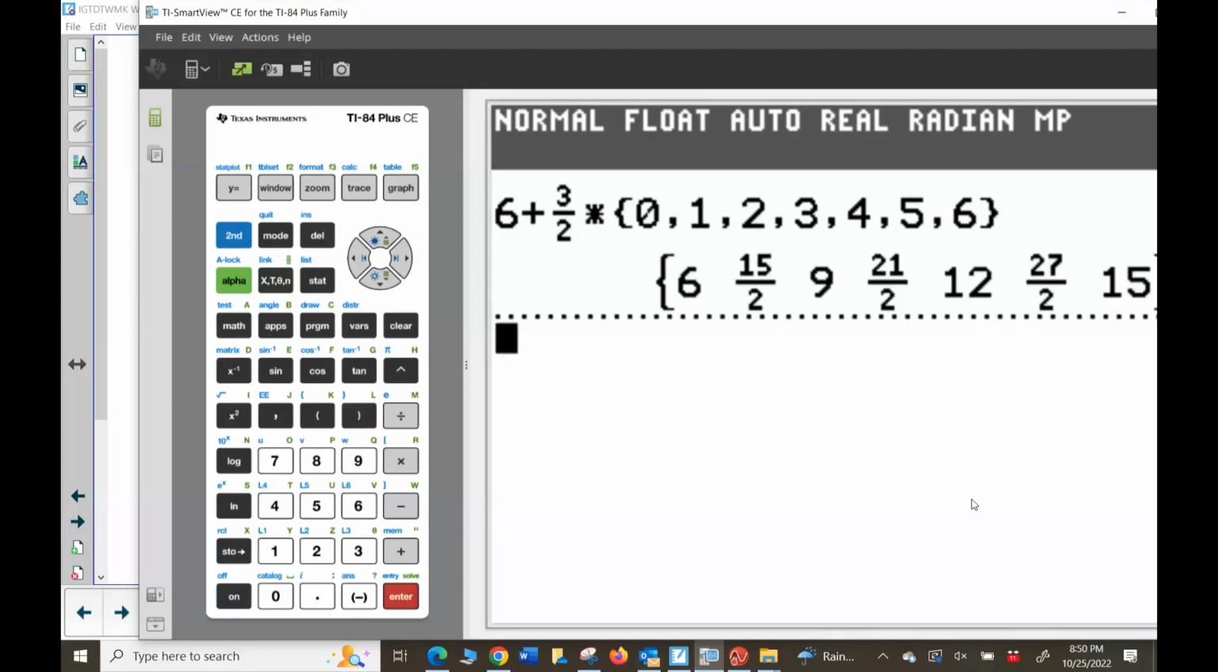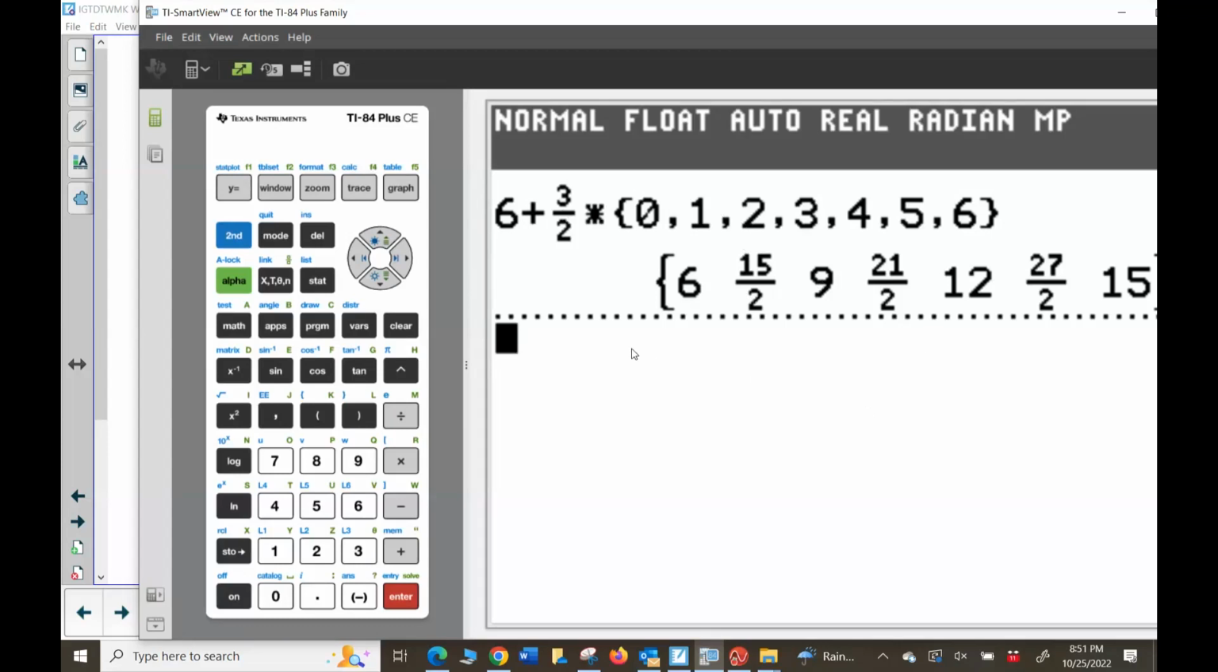I love that it'll do this. When y was 0, x is 6. When y was 1, x is 15 halves. So remember, the ordered pairs aren't 0, 6. These are the y's. These are the x's. Because this is x is equal to 6 plus 3 halves times y, where y can be anything. So 6, 0; 15 halves, 1; 9, 2; and so on. So here are some of the ordered pairs at work, but there's an infinite number of them.